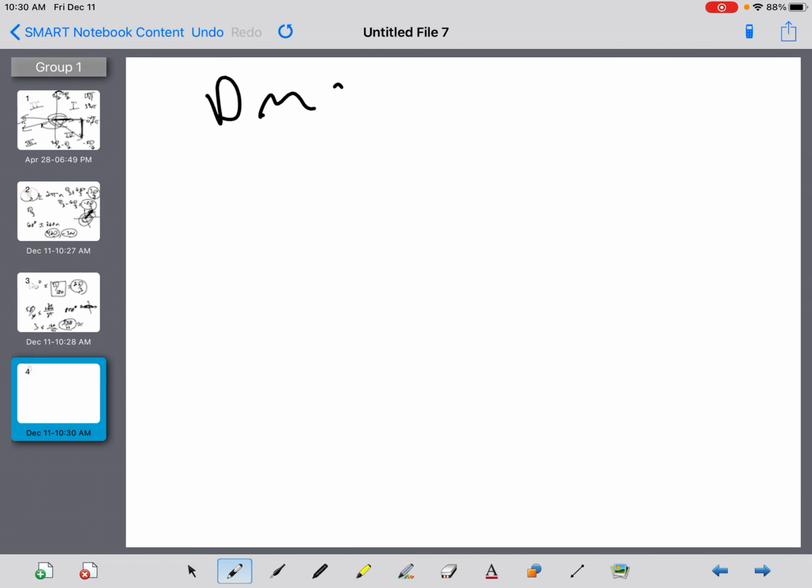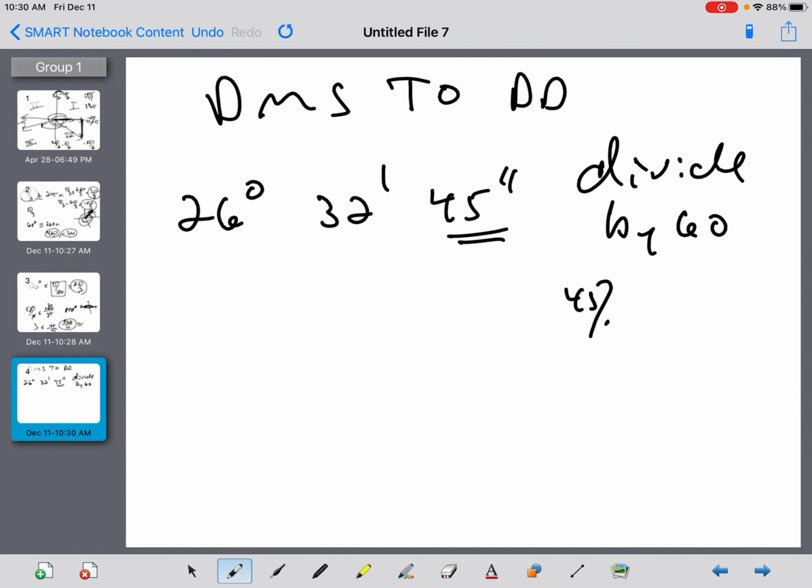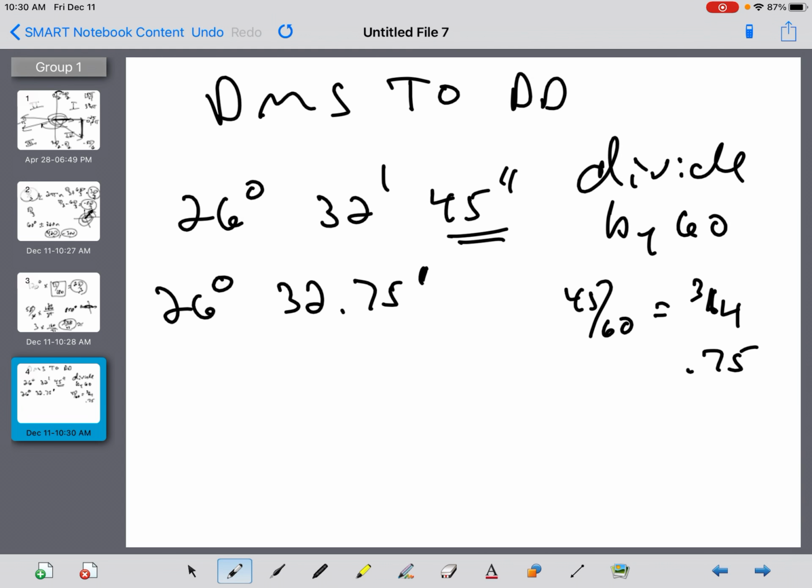Okay, degrees, minutes, seconds to degree decimals. If I have 26 degrees, 32 minutes, 45 seconds, and I want to do degrees, divide by 60. Beginning with the outside one right here, 45 divided by 60 on the calculator is going to be 3/4. So that's 0.75. So now I have 26 degrees, and then 32.75 minutes. And then I grab the calculator from there, and I keep the whole part.